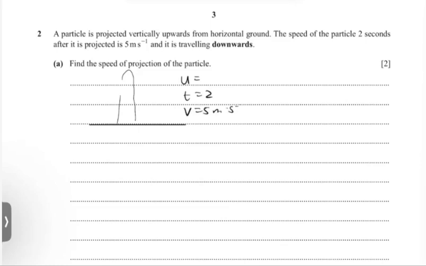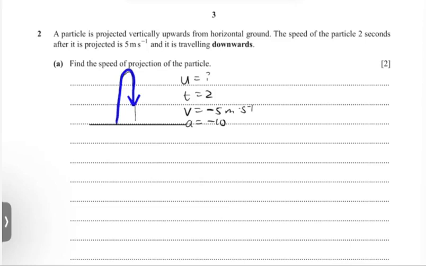And it's traveling downwards. Oh, okay, that's interesting. So it's projected upwards, but 2 seconds later, it's already coming down. Okay. Find the speed of the projected particle. Okay, acceleration is -10. So I'm looking at this particle going up and down.